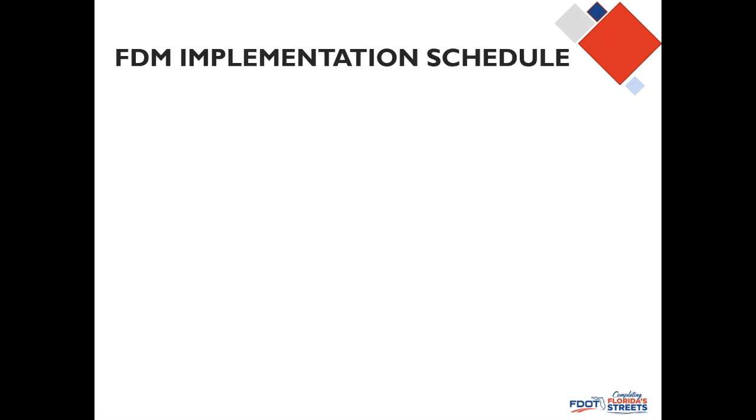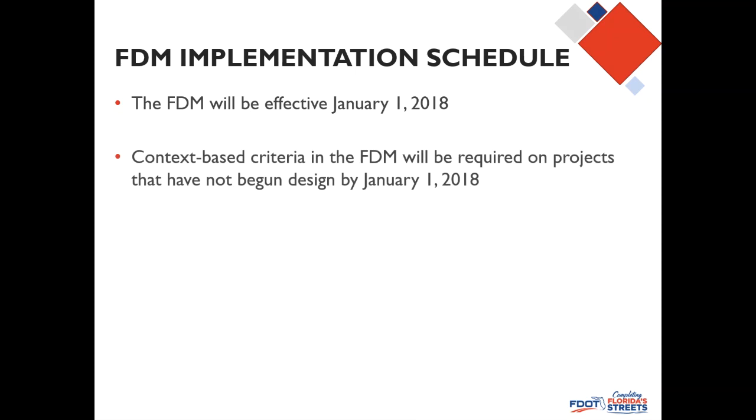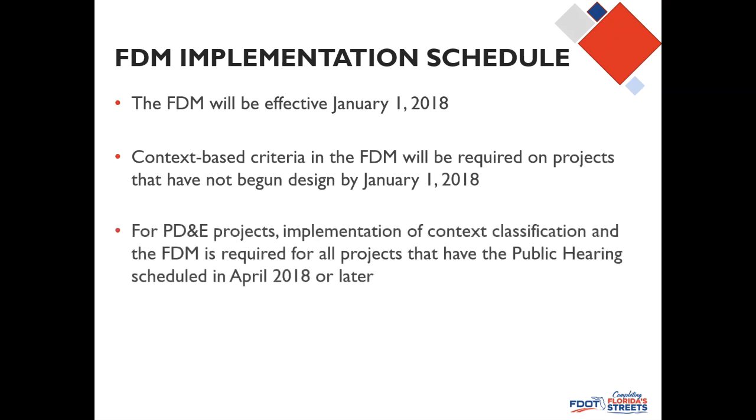The FDM implementation schedule. The FDM will be effective January 1st, 2018, but there's a little more to it than that. The context-based design criteria in the FDM will be required on all projects that have not begun design by January 1st, 2018. For PD&E projects, the implementation of context classification and the FDM is required for all projects that have a public hearing scheduled in April 2018 or later. The FDM may be applied earlier at the discretion of the district.